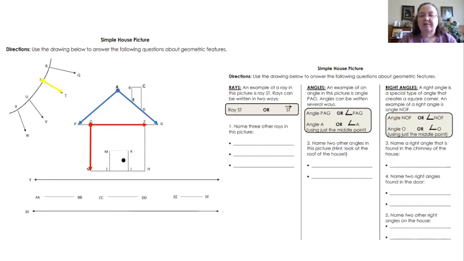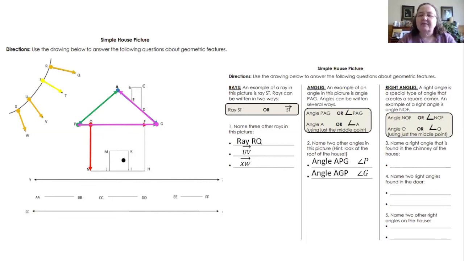So let's go and check our work. Okay, there were lots of rays here that I could have chosen. The 3 other rays: ray RQ, ray UV, and ray XW. For angles, the 2 other angles in this picture, I saw this one, and I had angle APG or angle P because the P was the vertex. And then on the other side, I see angle AGP or angle G because G was where the vertex is.